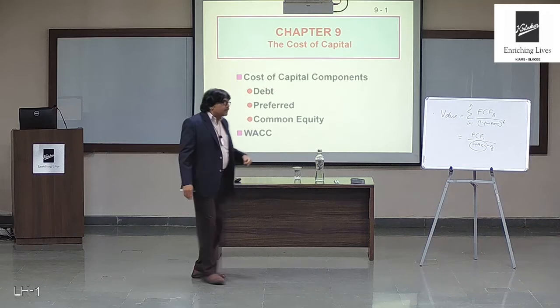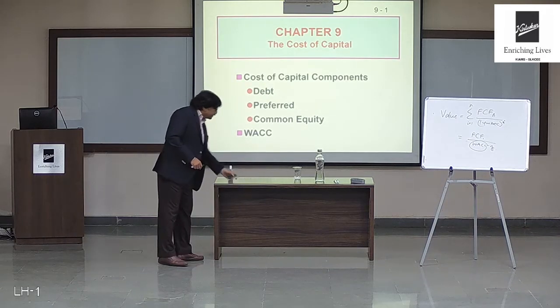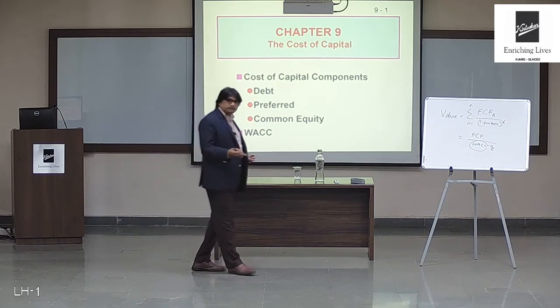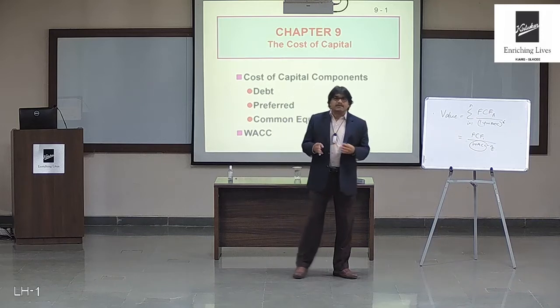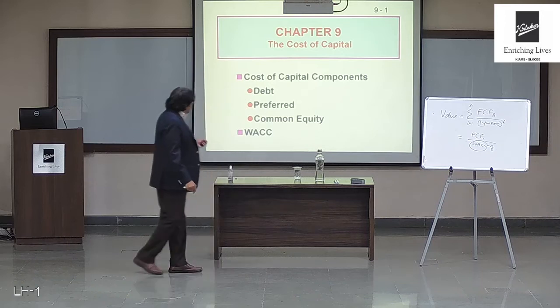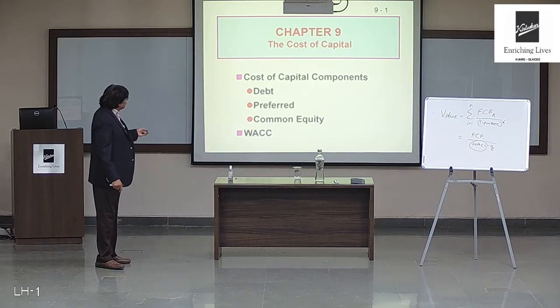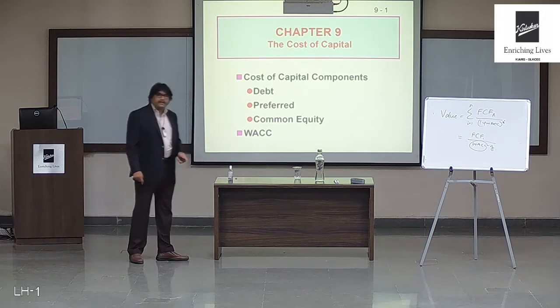We also have something called the preferred equity, and these are the three things which we'll be looking at in detail: how the cost of capital is calculated, what the assumptions are, and how to deal with all those assumptions. So cost of capital has three components: debt, preferred equity, and common equity.